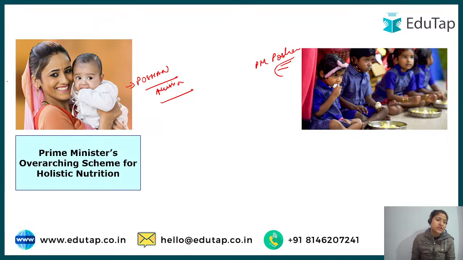So first is Poshan Abhiyan. It talks about Prime Minister overarching scheme for holistic nutrition. See, basically, see what happens. Why is there so much focus on women and child development? Because see, a mother she'll give birth to the baby, right? So if mother is not healthy, if she is malnourished, if she is undernourished, so of course because of that the baby will not be born healthy, right?